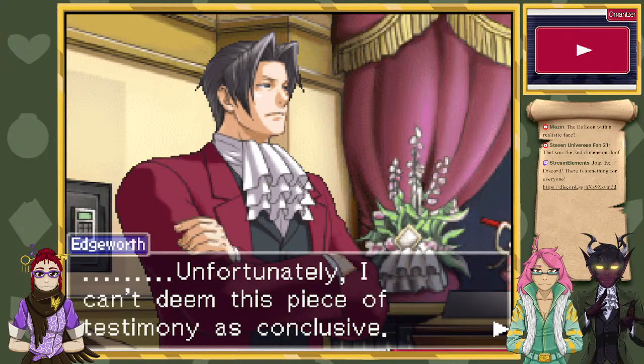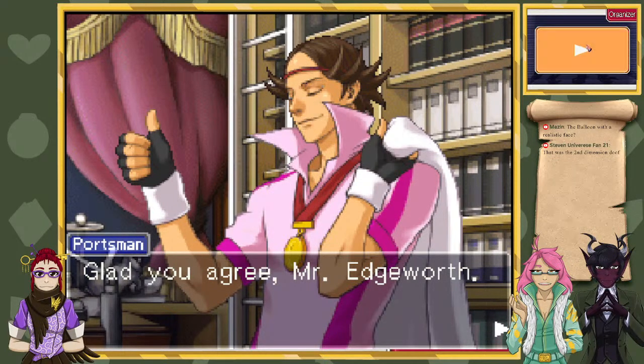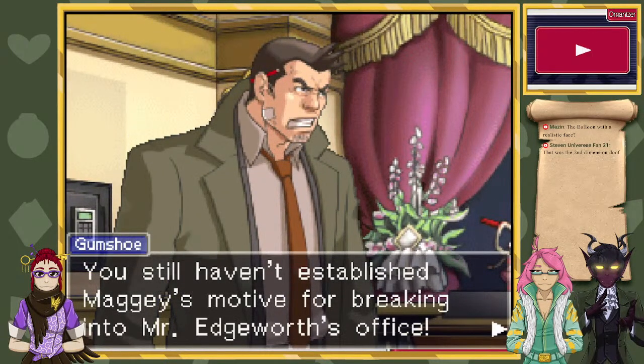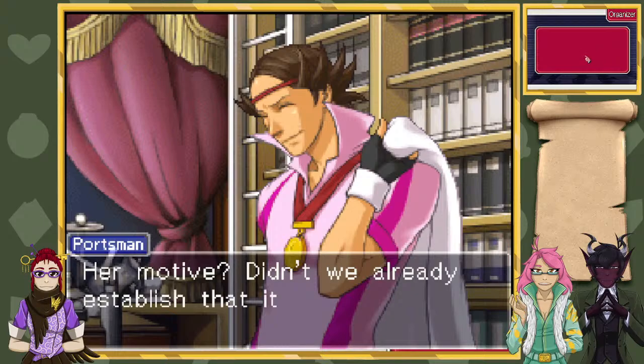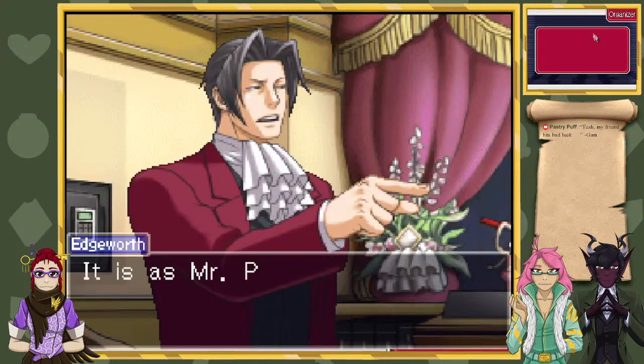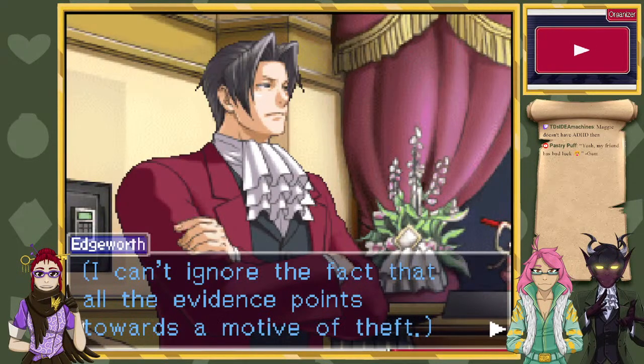Unfortunately, I can't deem this piece of testimony as conclusive. Glad you agree, Mr. Edgeworth, bro. But... You still haven't established Maggie's motive for breaking into Mr. Edgeworth's office! Her motive, bro? Didn't we already establish that it was theft, bro? I mean, the culprit clearly went through the bookshelves and at least tried the safe, bro. It is as Mr. Portsman says, Detective. I can't ignore the fact that all the evidence points towards a motive of theft.